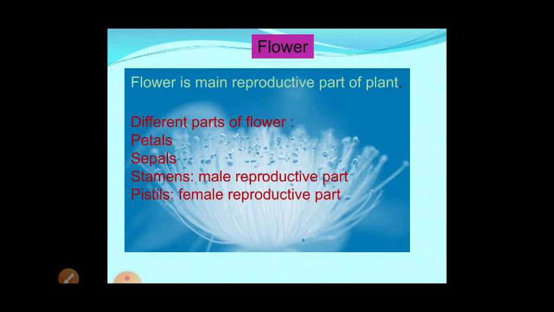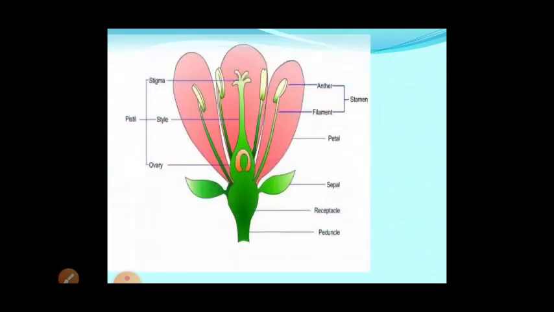Next, if you observe, this is a complete flower. Here all the parts of the flower are present. When a flower is a bud, the sepals cover all the petals, so the petals are inside the sepals. The sepals are like a green leaf-like structure. Then the petals are the colorful parts of the flower.